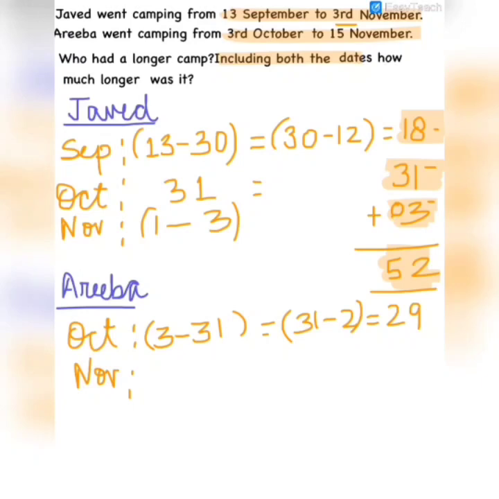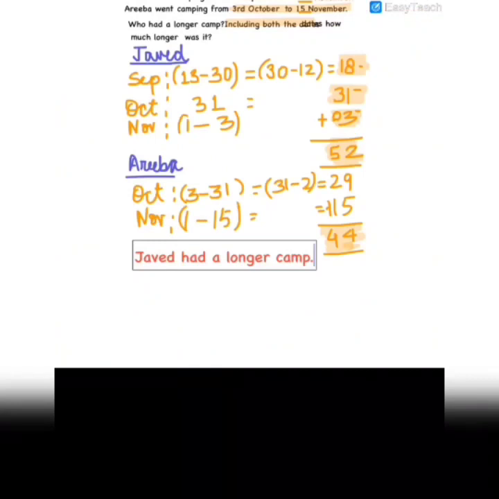November has 30 days. But here it's only till 15th of November. So only the first 15 days of November need to be included, from 1st to 15th. So it is clearly 15 days. Now when we add them, we'll be getting 44 days. So now we can clearly see who had a longer camp. Javed had a longer camp because he had a camp of 52 days while Ariba had a camp of 44 days.